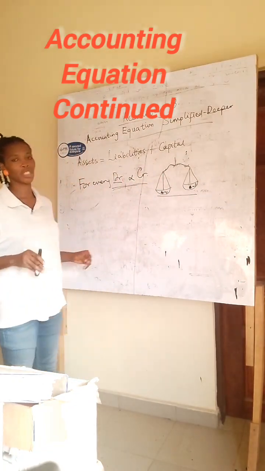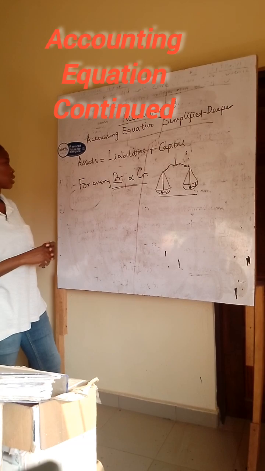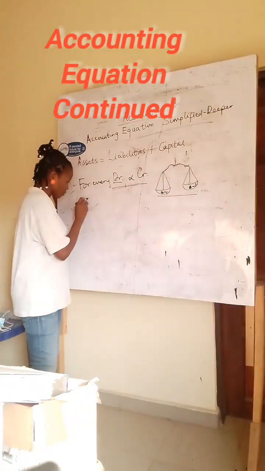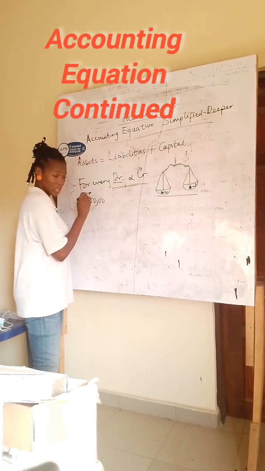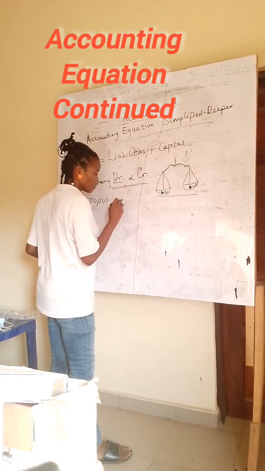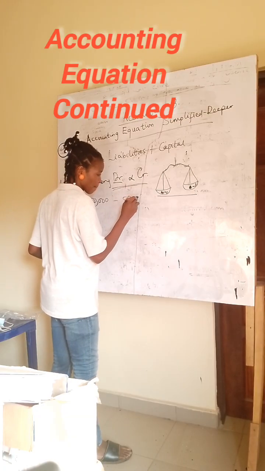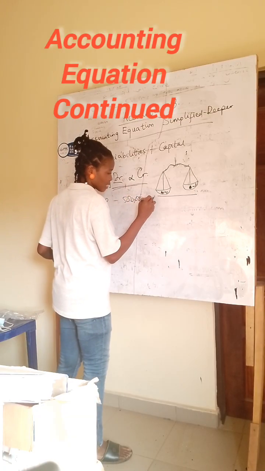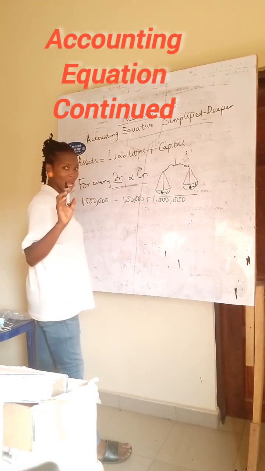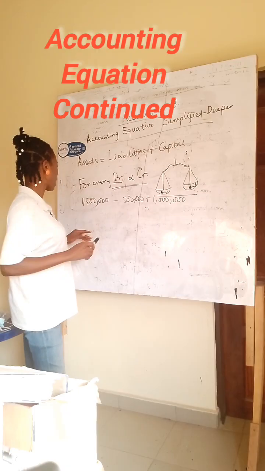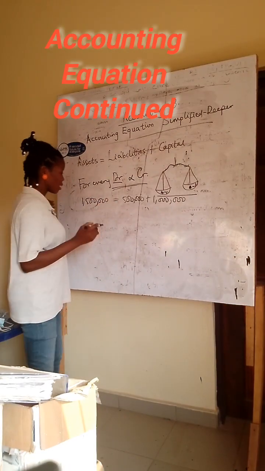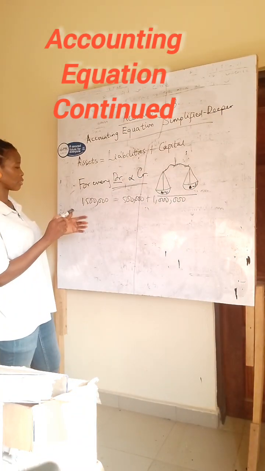Let me give you a very typical scenario. So let's say, for instance, you had assets of 1,500,000. That is what you had at the beginning of the period, okay? And we borrowed 500,000 naira as a loan, and you had 1 million naira introduced into the business by the owner of the business. Are we together?